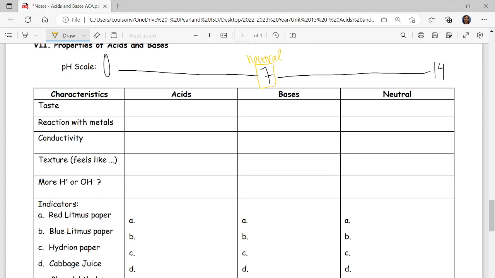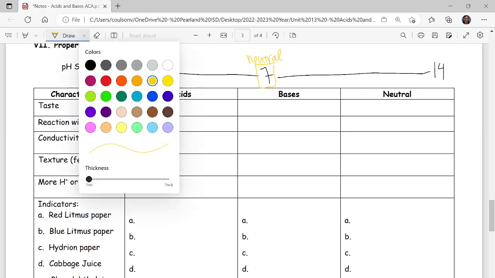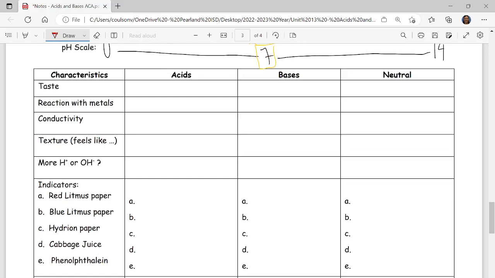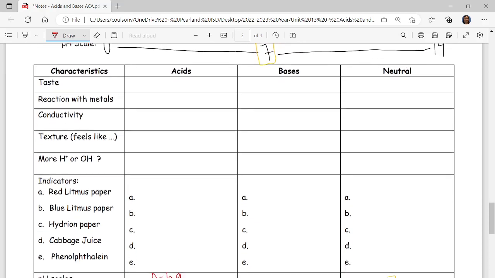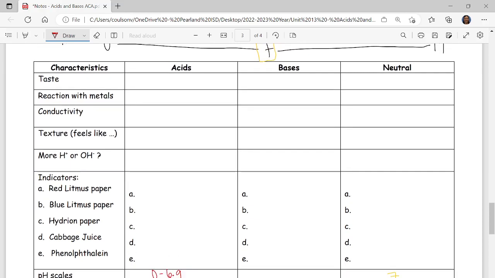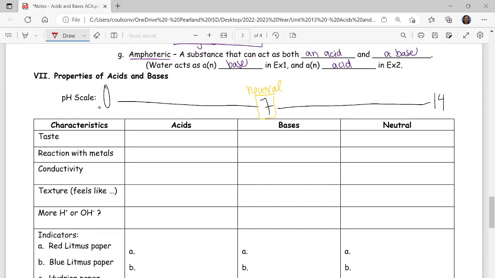And then something that has a pH of lower than 7 is considered an acid. So an acid's pH range from 0 to 6.9 is technically an acid. The further away from 7 that you are, the stronger it is. So a strong acid is going to have a really, really low pH, not quite 0, but maybe closer to 0. And then weaker acids have a pH of almost 7. But anyway, between 0 and 7 is going to be an acid.